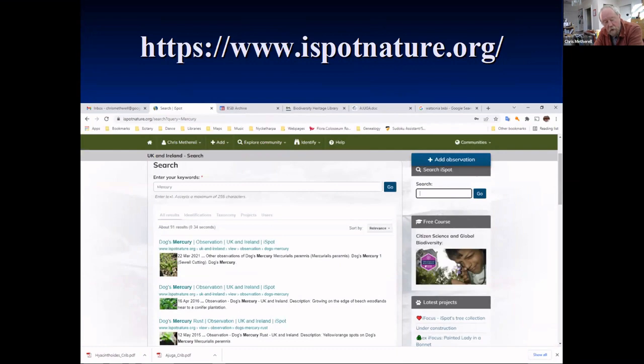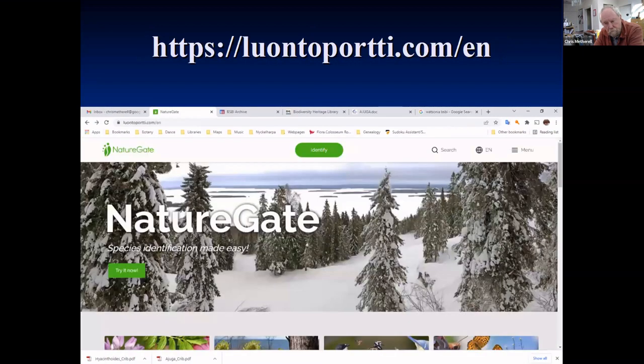And you get very quickly, usually, quite a good identification if you're stuck for one. And this is, again, quite a good learning technique. I thoroughly recommend iSpot. It's a very good resource.